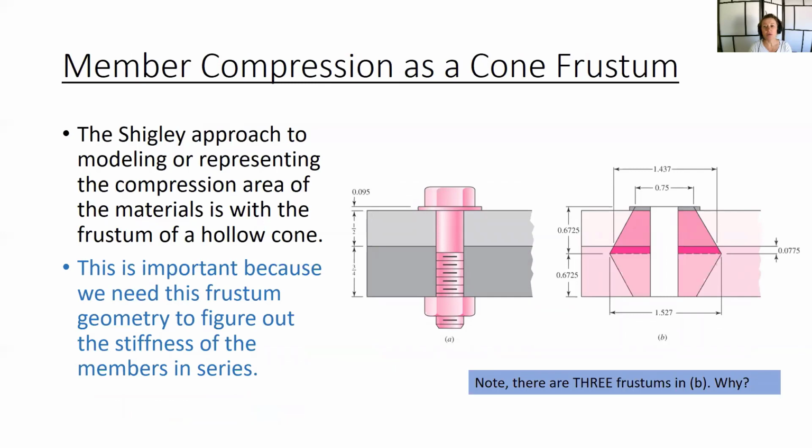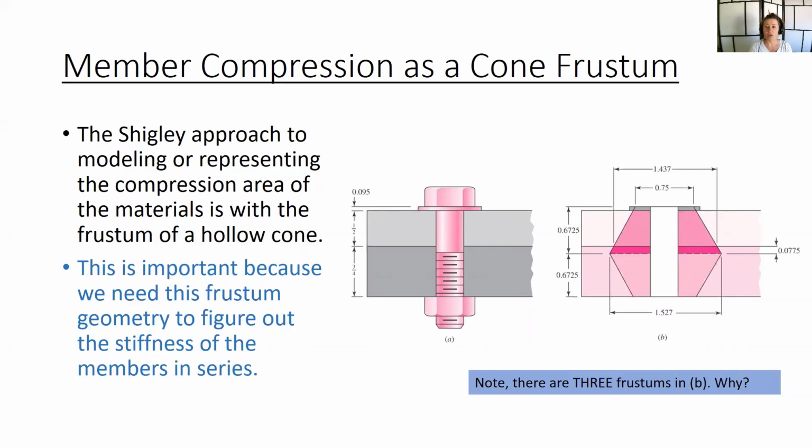So the Shigley approach to modeling the compression area of the materials is with what's called the frustum of a hollow cone. And you'll see that this is important because we need this frustum geometry to figure out the stiffness of the members in series. Picture A just shows a bolted joint, two materials, presumably different materials. And then again, this frustum shape shows the pressure distribution within the clamped region.